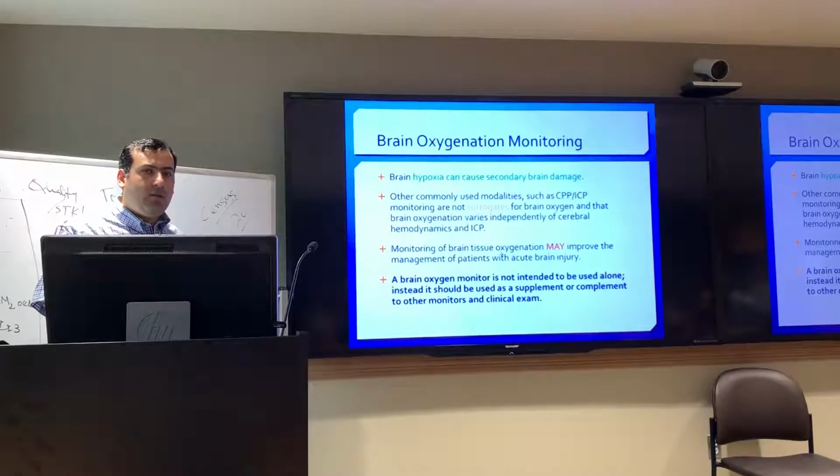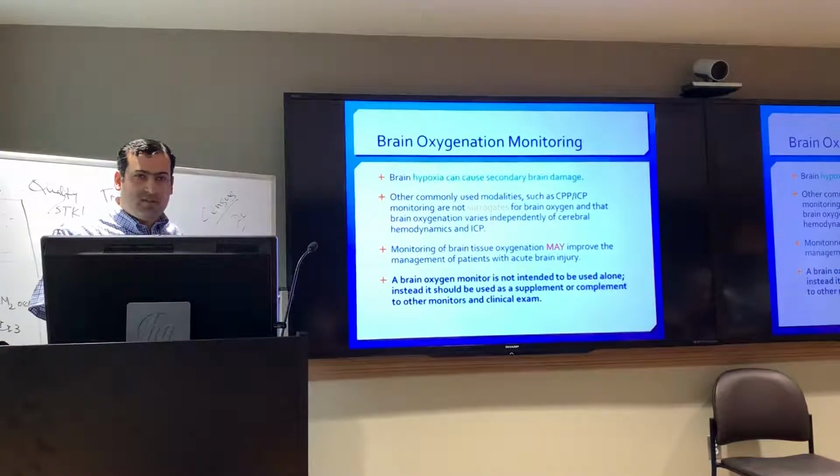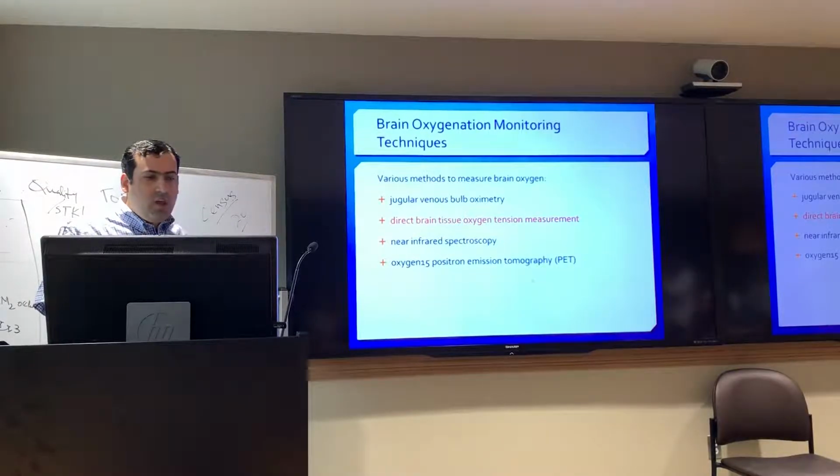So if we are going to use this toy, based on all that we talked about in the past 25 minutes, the brain oxygen monitor is not intended to be used alone, because it's not the only thing, it's not even an accurate thing, it's not a reliable thing, and it doesn't necessarily change the outcome. So use it as another toy. What are the ways to measure brain oxygenation?